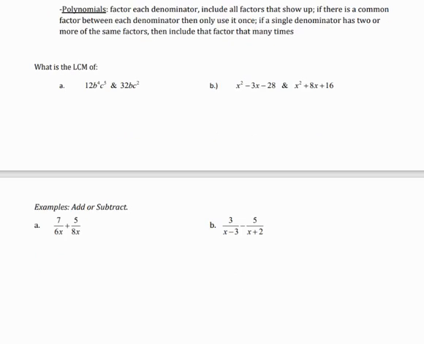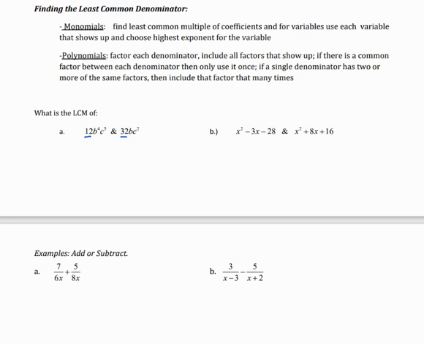Okay, so let's look at a couple examples. The first example is two monomials. So we look at first at 12 and 32, and we think about what is the least common multiple of those coefficients, right? So we have 32. Does 12 go into 32? No. So the next thing after 32 is 64. Does 12 go into 64? Nope. So what comes after that? So 32 times 3 is 96. Does 12 go into 96? Yes, it does. So 96 is the coefficient part of the least common multiple.